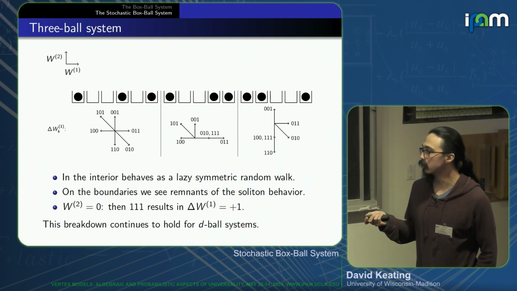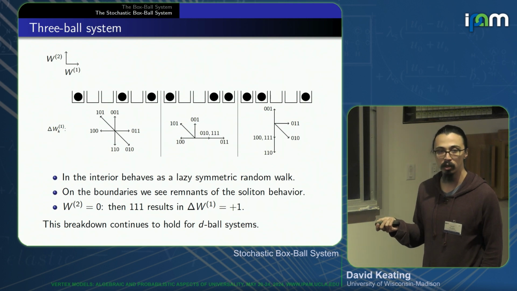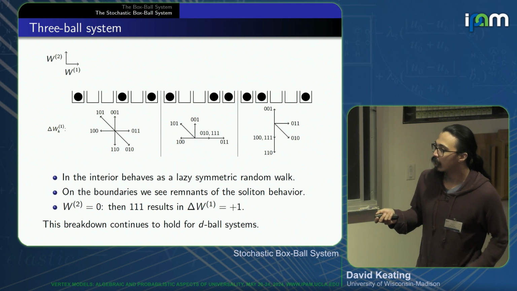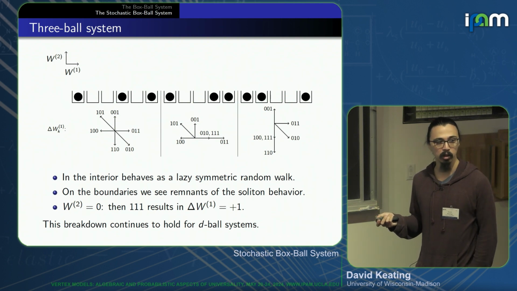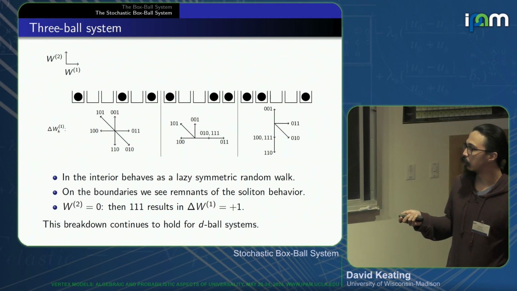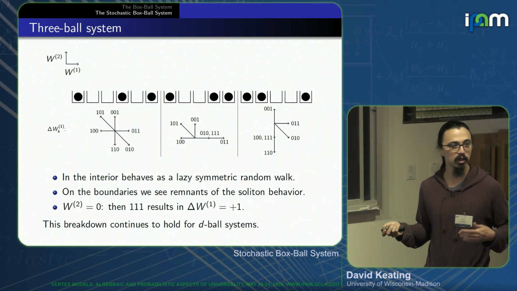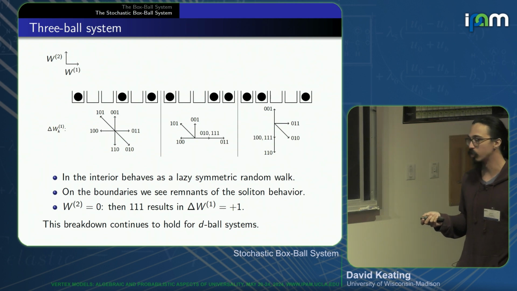Okay. So the interior behaves like a lazy symmetric random walk, this time on Z2. But then there are some boundary behaviors that have some remnant of the soliton behavior. So when I'm on a boundary, say where the first two balls are grouped together, then it's possible for these two balls to move at speed 2 and increase this gap faster than you can get in the bulk. And this is coming from what remains of the solitons for this system.